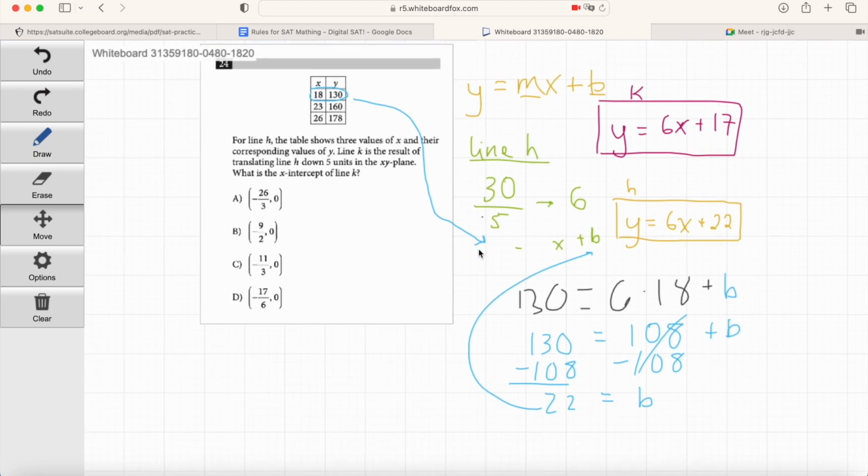Let me make this really clear. I'm going to draw a little xy axis. Actually, I'm going to use the grid lines here. I'm going to draw a little xy axis.